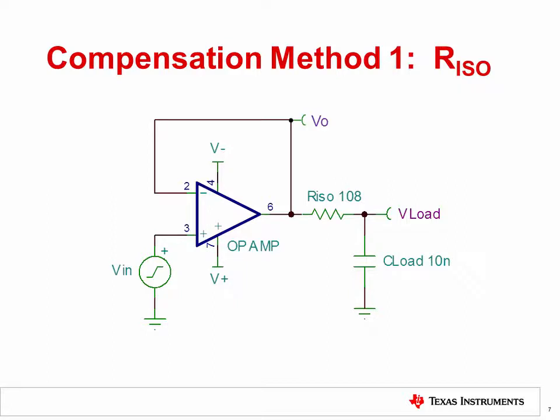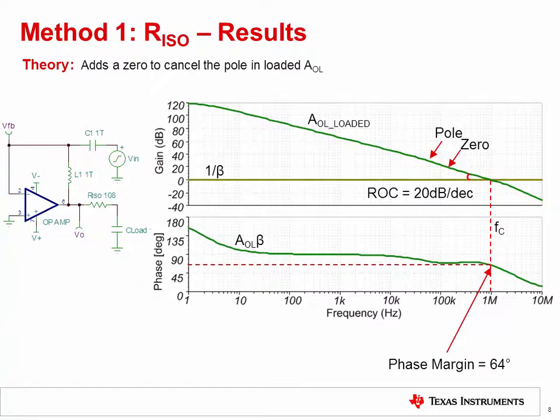Now that we understand how a capacitive load contributes to circuit instability, we can introduce our first compensation technique, known as the RISO method. The RISO method compensates the circuit by adding a zero to the AOL curve to cancel the pole formed by the output impedance and the capacitive load. Looking at the open loop results from the RISO compensation method, a zero can be seen canceling the pole that was formed from RO and C load. This results in a return to a 20 dB per decade AOL slope and significantly improved phase margin.